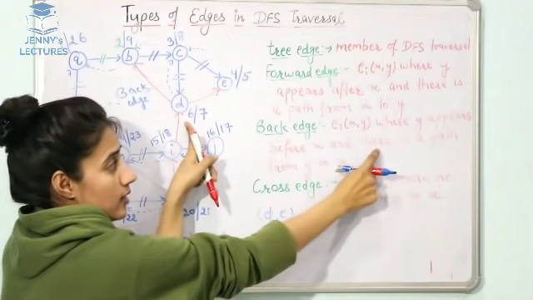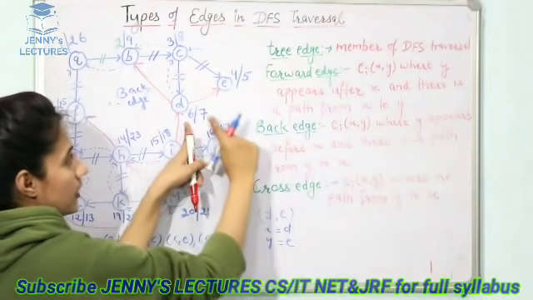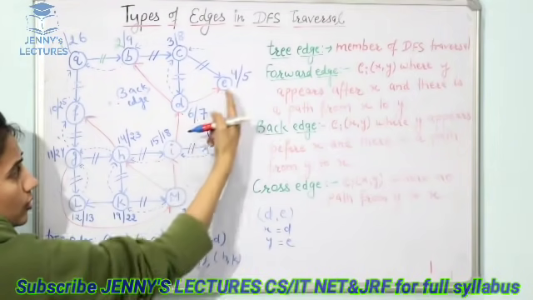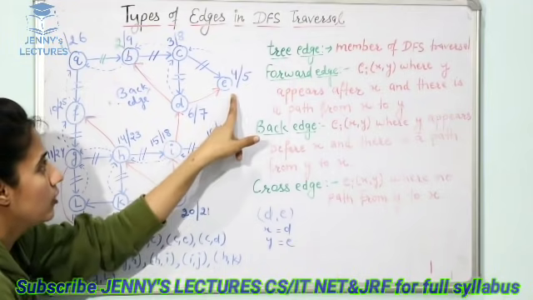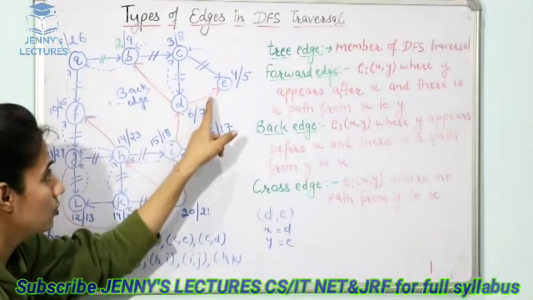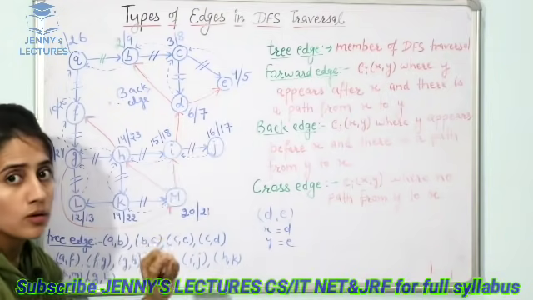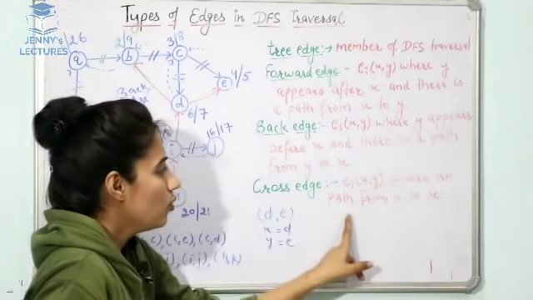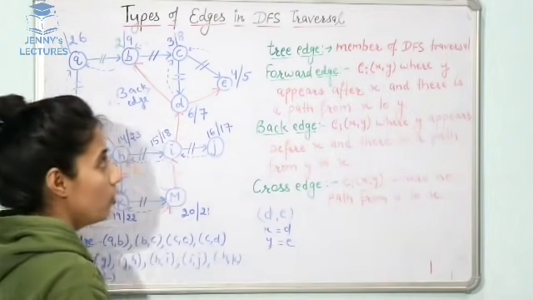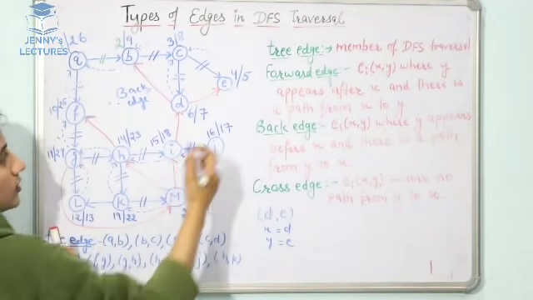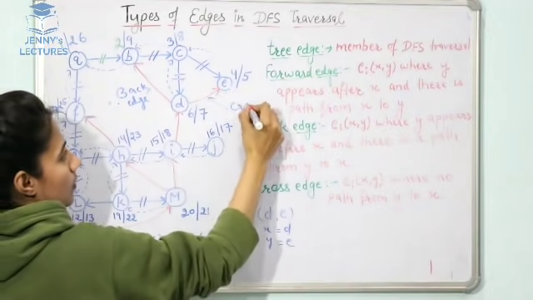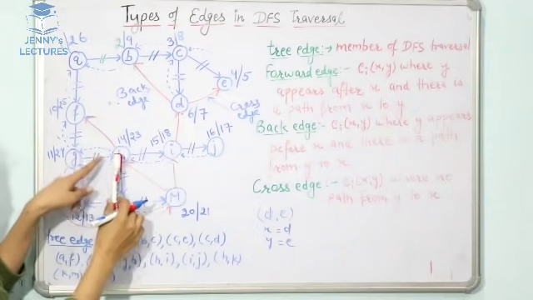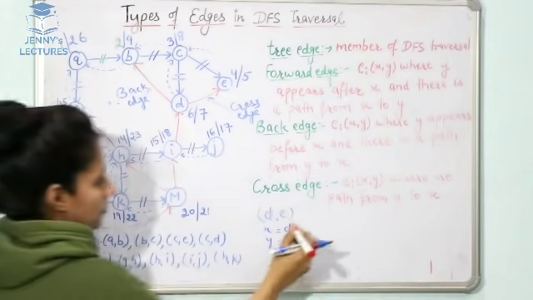But you have to check the second condition also. There is a path from y to x. Here y is what? E. Is there any path from E to B? Sorry, E to D? No, we cannot go from E to D. There is no path. So you cannot say this one is back edge. This one is what? Cross edge. See, cross edge. Edge would be x to y, where there is no path from y to x. You cannot move from y to x. So this edge is cross edge.